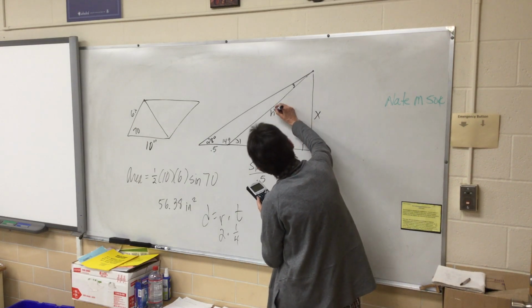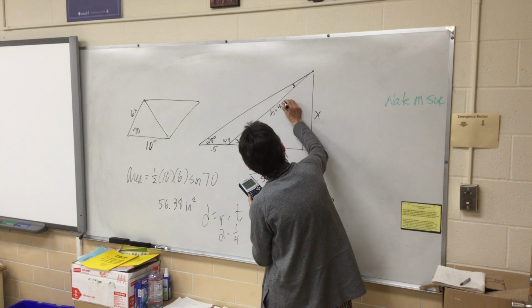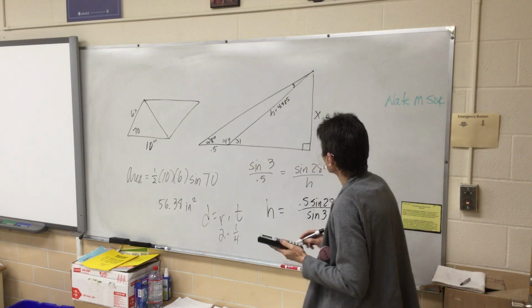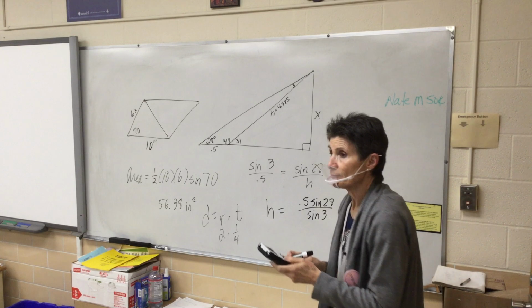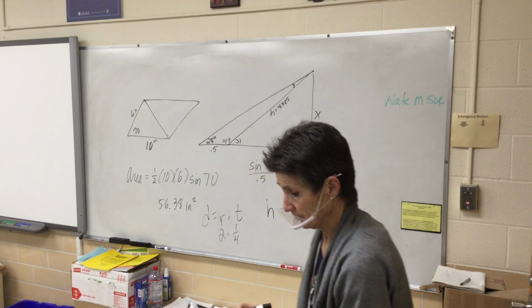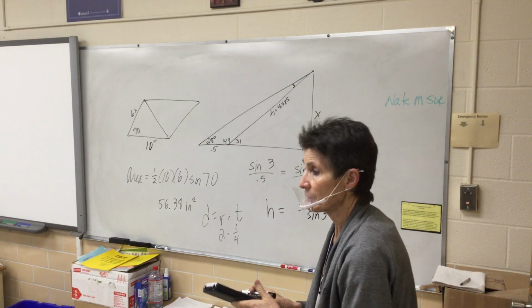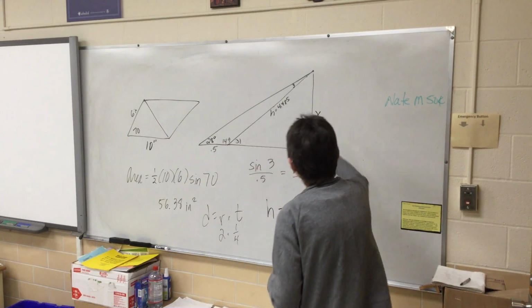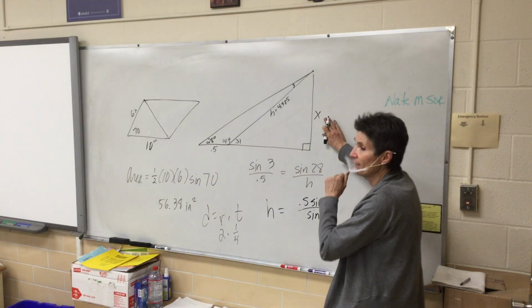I got 4.485. I'm just going to leave that number on my calculator, but is that what you got? 4.485 for that? Now, how will that help me find x?